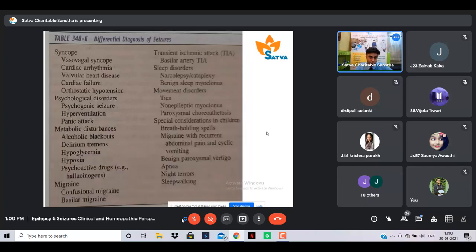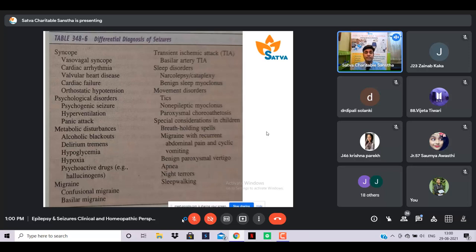Now, this is a thing which we need. How do we differentiate convulsion or seizure from other conditions, like a syncopal episode, psychological disorders, metabolic disturbances, migraine, transient ischemic attacks, sleep disorders, or movement disorders? These are all differential diagnoses which we have to keep in mind. Now, what is important here is, if a person gets a seizure and there is a person who is mimicking a seizure but not getting a convulsion, especially in hysterical patients, like in our materia medica, ignatia is a remedy for that.